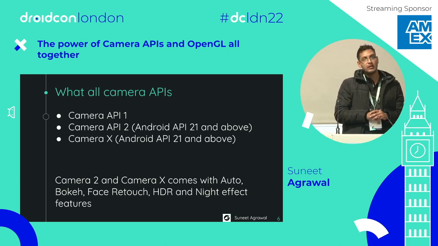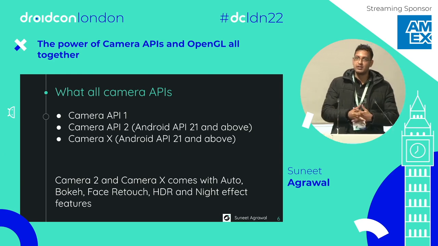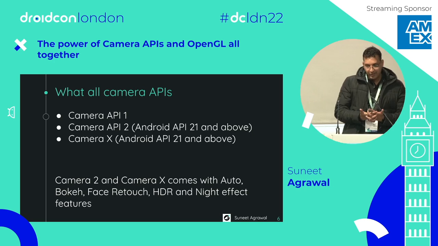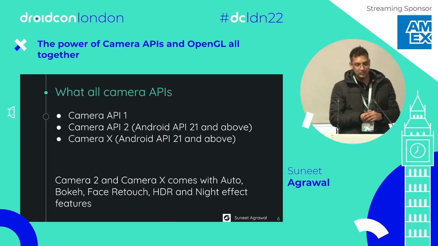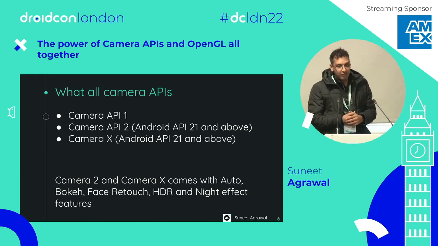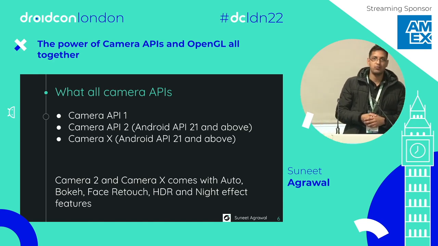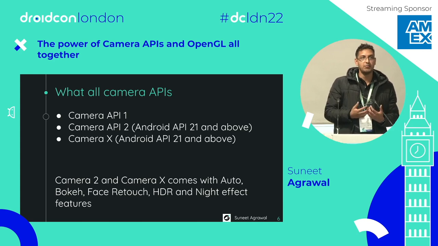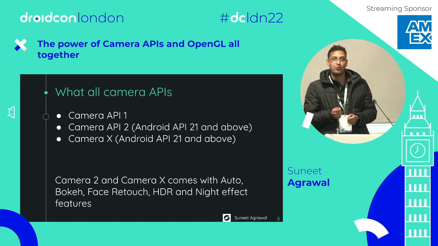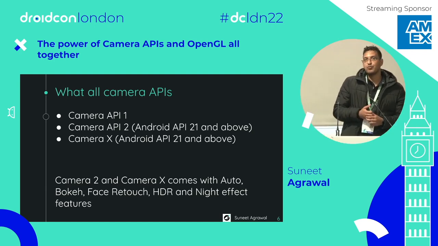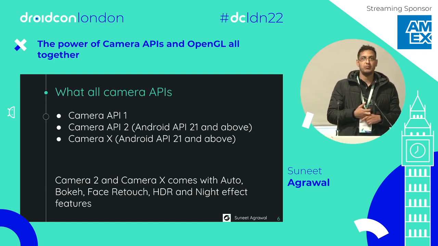I personally used it. They are still developing and enhancing the features, but I really find it very powerful. CameraX gave us direct features like HDR mode, face retouch, bokeh effect, and night effect. These effects are already there, so you don't have to do much. You just trigger your camera and maybe click an image. But we are going to talk about how we can combine this with OpenGL and what we can do. So majorly we are going to focus on CameraX, but Camera 2 is also there. Both are from Android API 21, but CameraX is way more powerful.